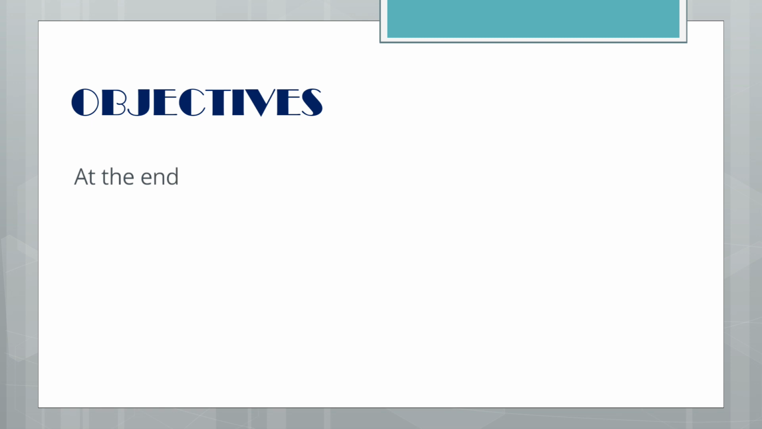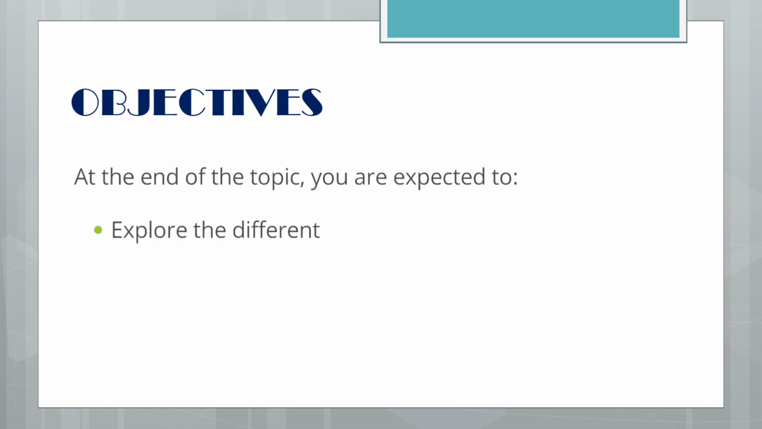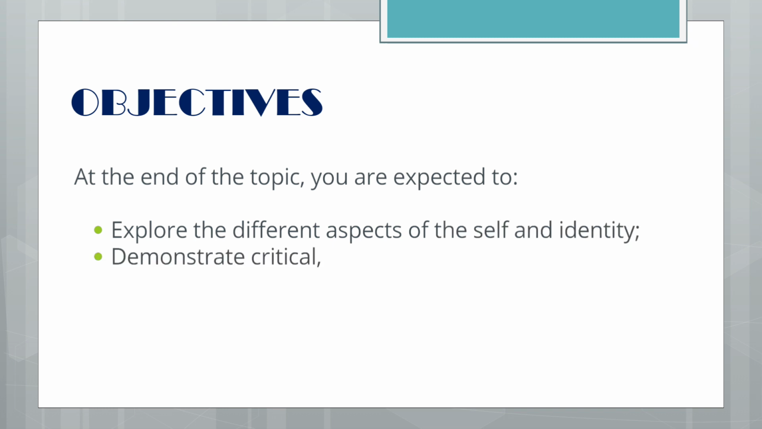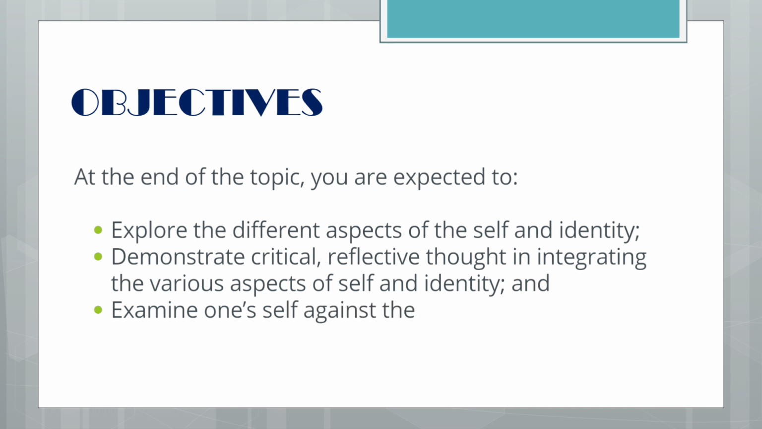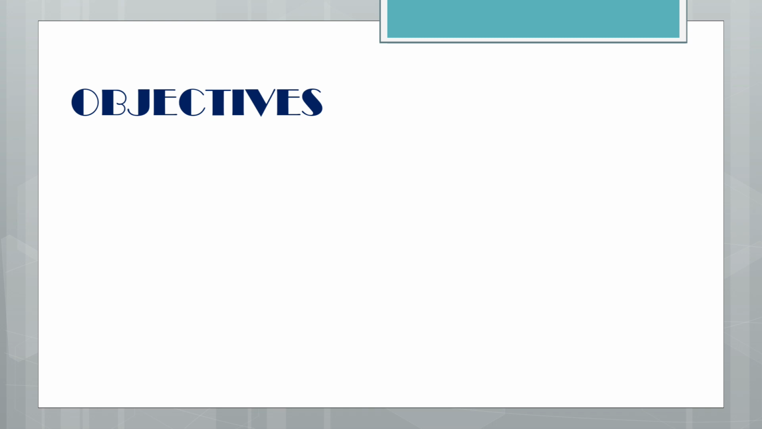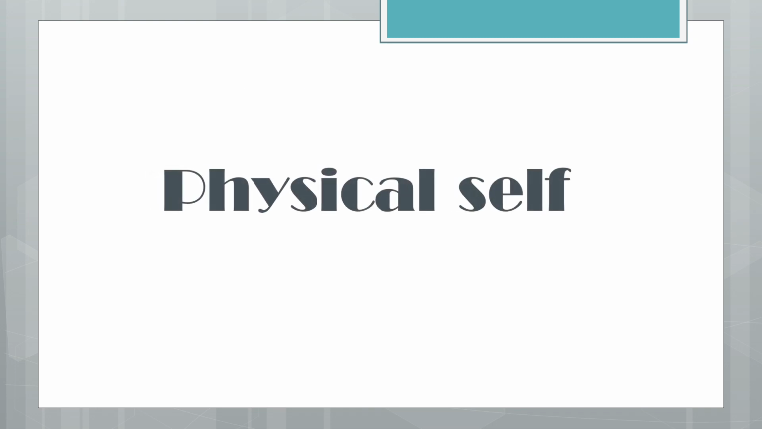So for our objectives, at the end of the topic, you are expected to explore the different aspects of the self and identity. Second, demonstrate critical reflective thought in integrating the various aspects of self and identity. And last, examine oneself against the different aspects of self discussed in class. So, let's start. Physical self.